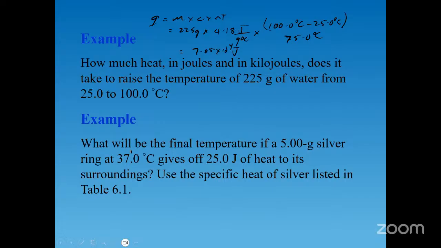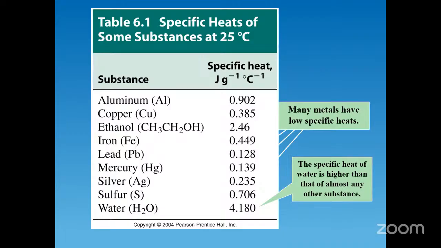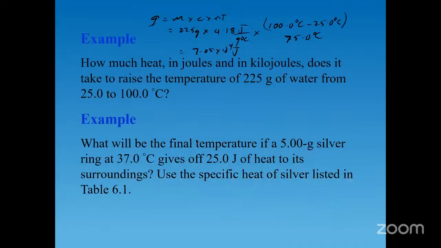Okay, now this question says, what will be the final temperature if a 5.00 gram silver ring at 37.0 degrees Celsius gives off 25.0 joules of heat to its surroundings? And it says use the specific heat of silver listed in table 6.1. So let me go back to that table and look up. Okay, silver, 0.235. So the specific heat of silver is 0.235 joules per gram degree Celsius.